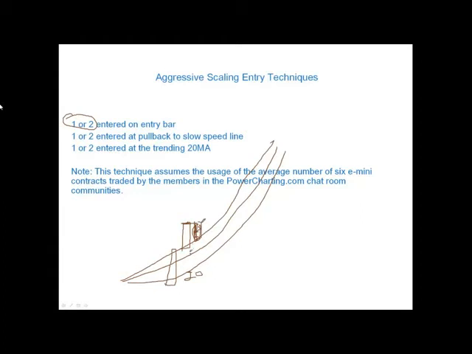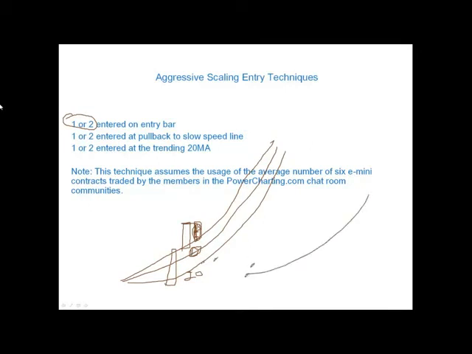Scale in point number two, or entry point number two, if you will, which would be the first scale in, would normally be at the first slow speed line for me, okay? Unless the speed line is so close to the 20, then I'll forgo the speed line and just go to the 20.